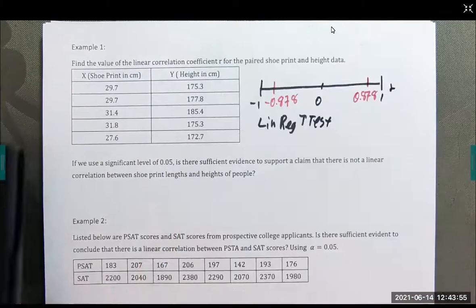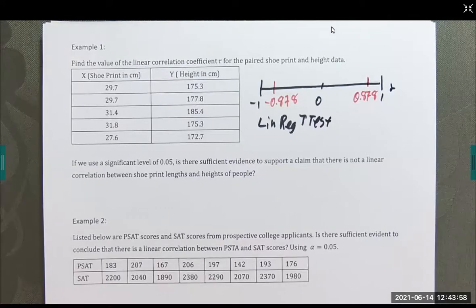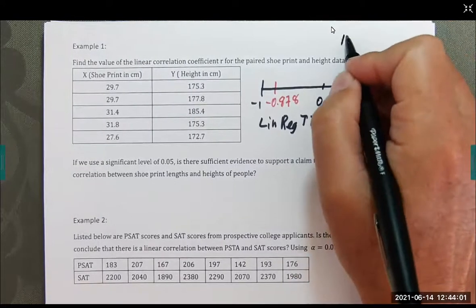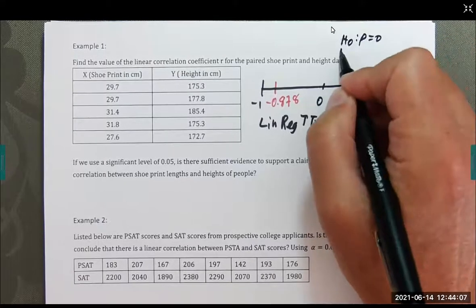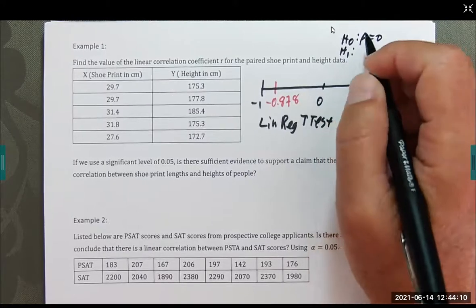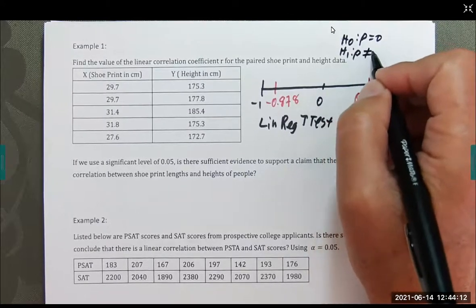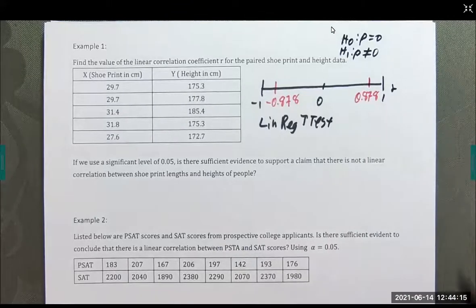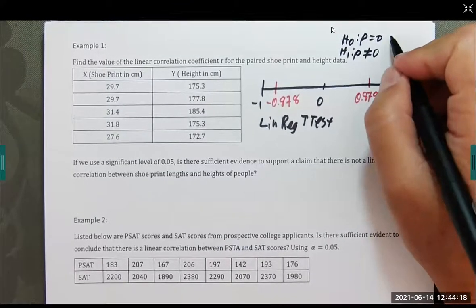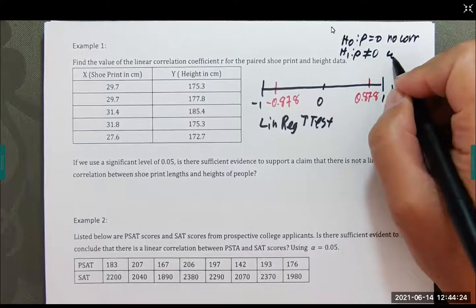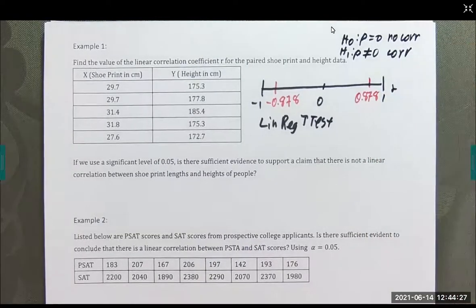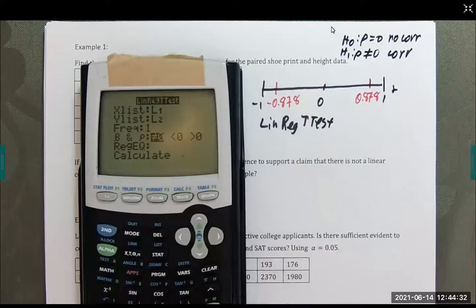Oh, I forgot to put our hypotheses. Here's our null hypothesis: rho equals 0. And alternatively, rho is not equal to 0. If rho is equal to 0, then there is no correlation. If it's not equal to 0, that implies that there's a correlation. All right, so let's run our test. You'll notice it's a not equal to here. So we're good. And we hit go.